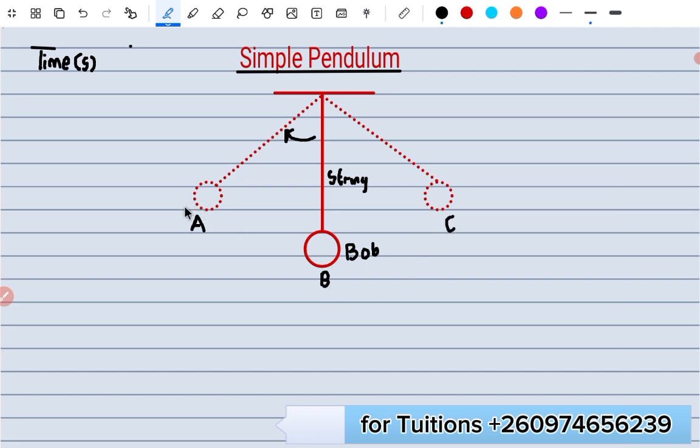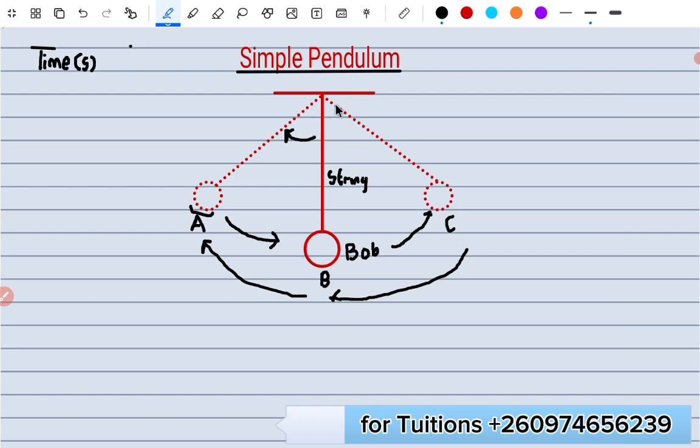Let's say you were holding this with your hand, and then immediately you let go. This bob will start swinging like this. It will swing to the point where it was, swing all the way, and then swing back again. It can take as many swings as it can take. So that's how a simple pendulum works.